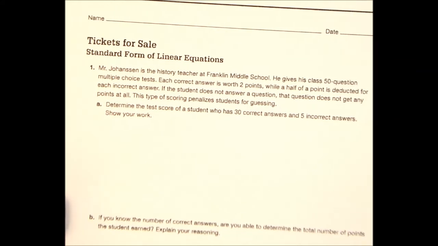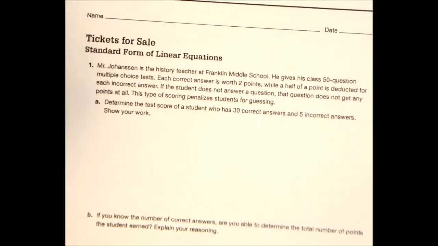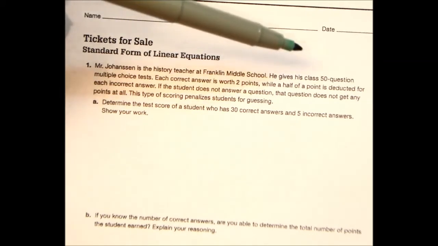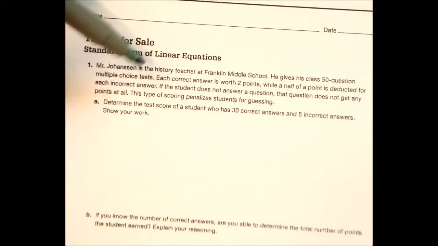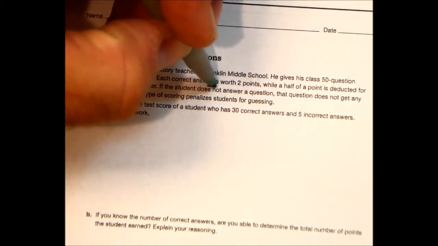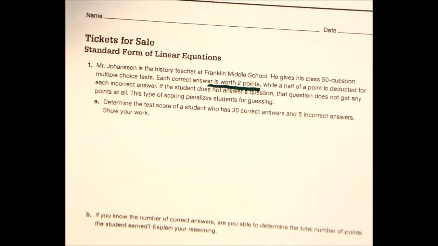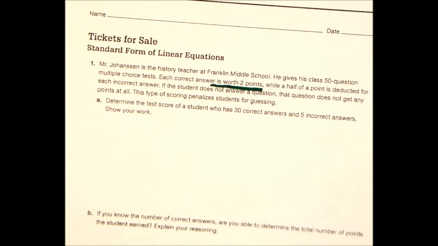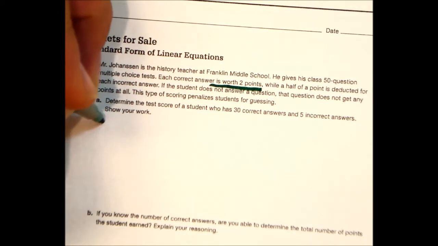Okay, so when we're reading this, it says Mr. Johansson is a history teacher at Franklin Middle School. He gives a class a 50-question multiple choice test. Each correct answer is worth 2 points. So that means it's 2 points per question. Okay, so that's our first correct rate of change. So 2 points per question, which would be my 2x.